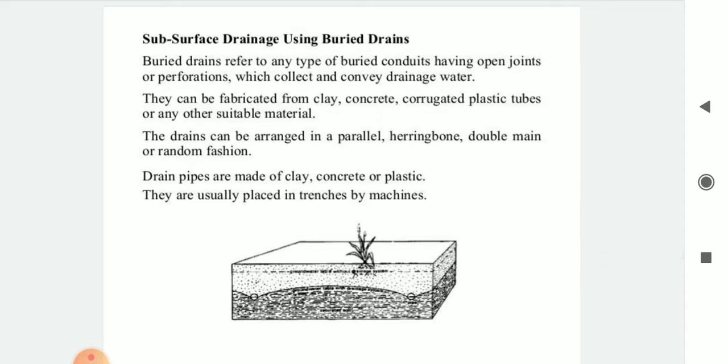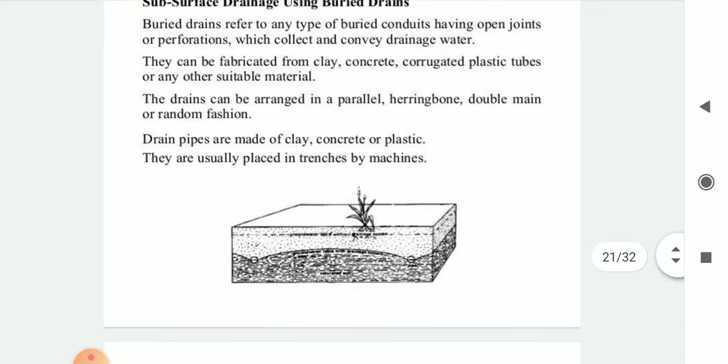Ditches, however, reduce the land available for cropping and require more maintenance than drains due to weed growth and erosion. Buried drains refer to any type of buried conduits having open joints or perforations which collect and convey drainage water. They can be fabricated from clay, concrete, corrugated plastic tubes, or any other suitable material. The drains can be arranged in a parallel, herringbone, double main or random fashion. Drain pipes are made of clay, concrete or plastic. They are usually placed in trenches by machines. You can see in the figure.